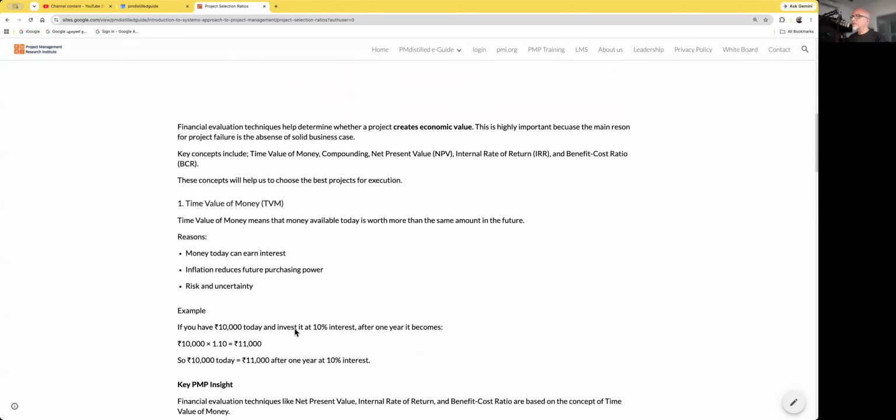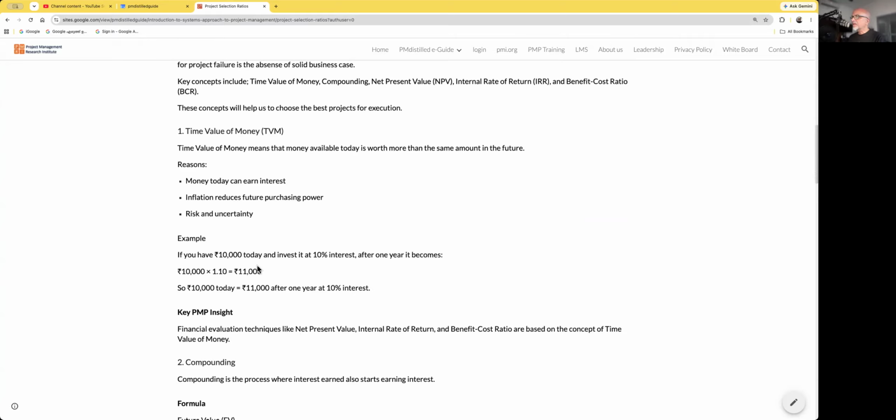Time value of money, that is if you have 10,000 today and invest it at 10% interest, after 1 year it becomes 10,000 into 1.10, that is 11,000. If I invest 10,000 and reinvest the interest gained, after 1 year I'll get 11,000. So 10,000 today, the present value, is equal to 11,000, the future value, after a year at 10% interest.